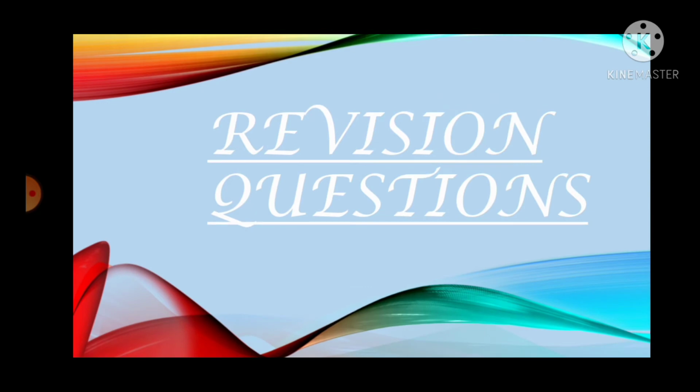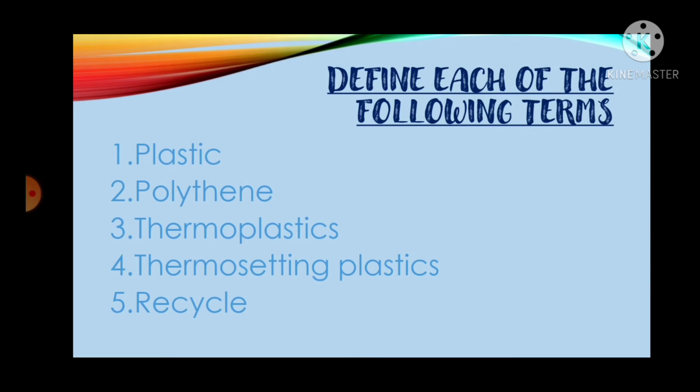Now let's revise the concepts and the topics that we studied today through some questions. So let's start this section. First question is, define each of the following terms. First, plastic. Plastic is a synthetic material which can be easily molded into any desired shape when heated. Plastics are man-made polymers. Examples of plastic are polythene, PVC, bakelite, etc.